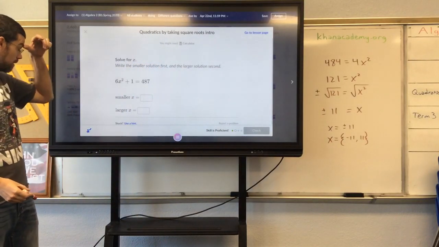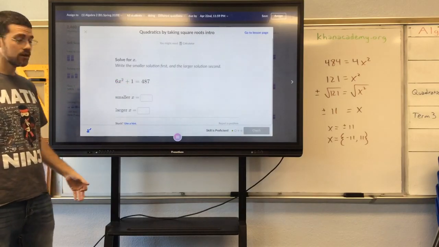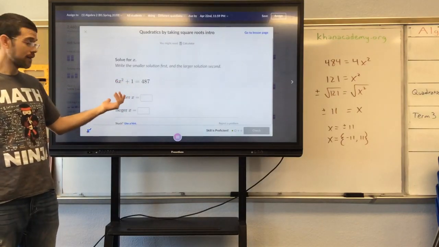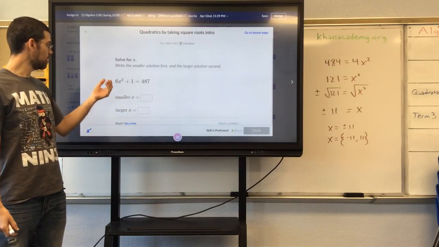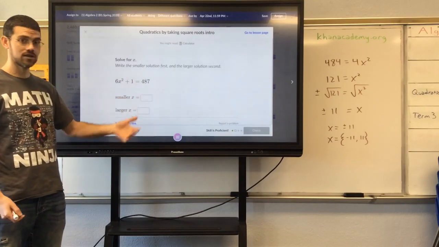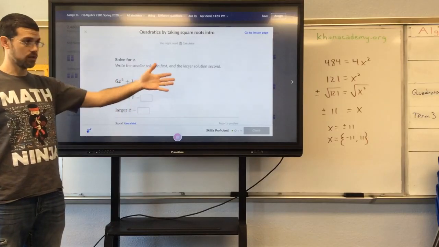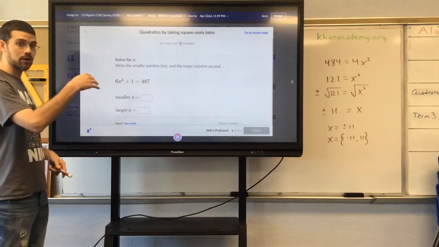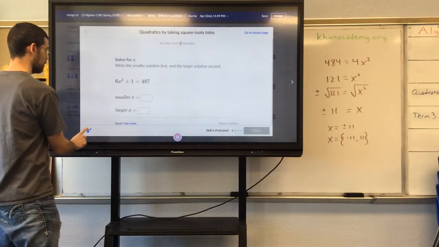All right, next question. 6x squared plus 1 equals 487. Again, this is a quadratic expression, but it has no middle term. It doesn't have some number of x's. It has x squareds and it has a constant. And when it's in that form, we can solve in the way we just did, where we rearrange so x is by itself, and it's going to involve taking a square root at some point.